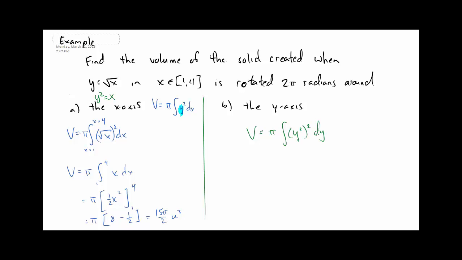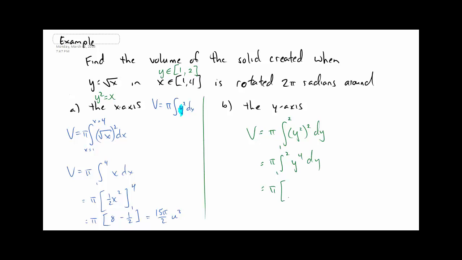But we're not going to integrate from 1 to 4. Well, we need to write an interval for y. Okay, so if I put 1 in for x, then y is equal to 1. If I put 4 in for x, y is equal to 2. So you have to change the limits of integration here, ladies and gentlemen. That's something you have to be careful with. So pi times the integral 1 to 2 of y to the 4th dy.